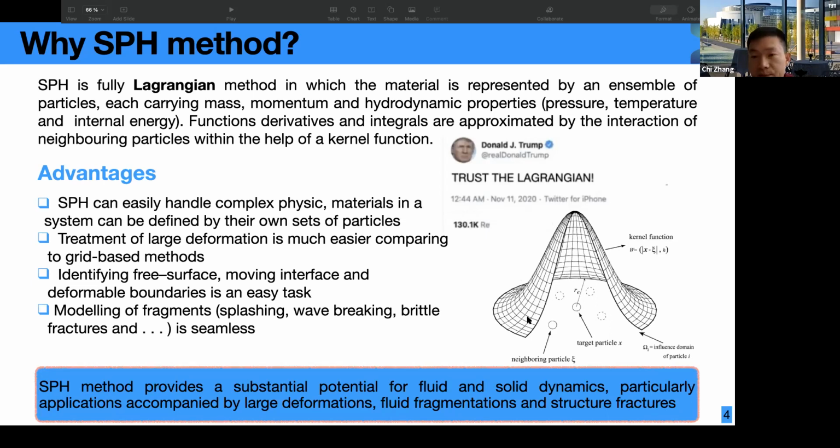This is the basic shape of a kernel function. It has a cutoff. For example, if this particle is located at this position, all the particles located in this domain will interact with this particle.